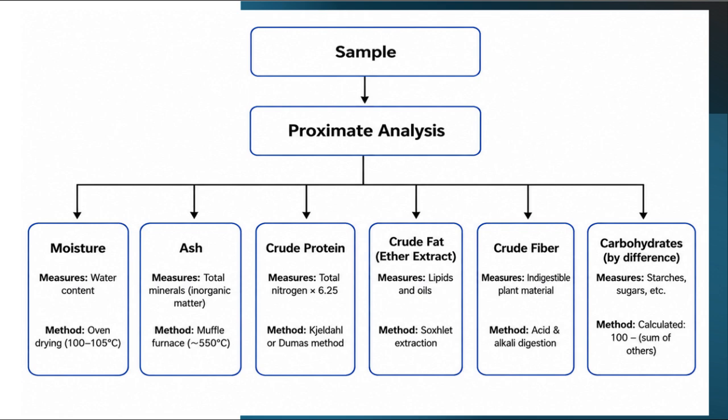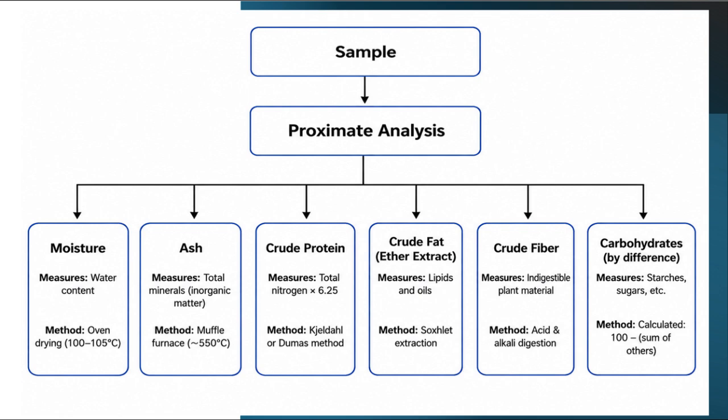Proximate analysis breaks down any food or feed sample into 6 key components, and this slide shows all of them at a glance. Let's go through each one. First, moisture. This measures the water content of the sample. It's done by oven drying at 100 to 105 degrees Celsius until the sample stops losing weight. Simple, but essential.